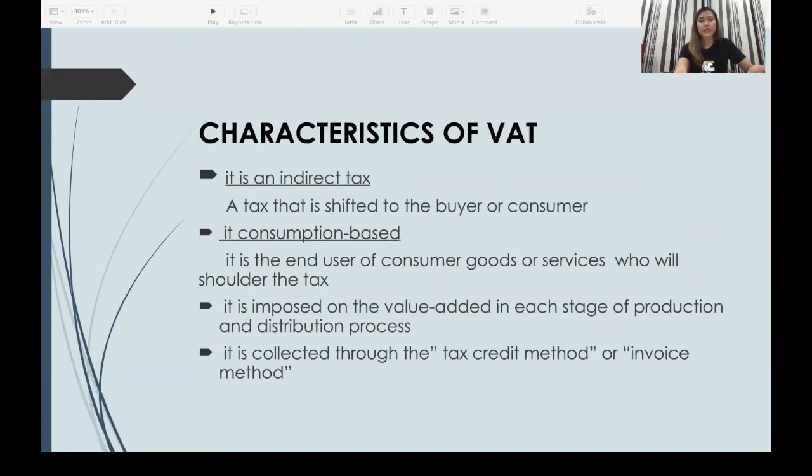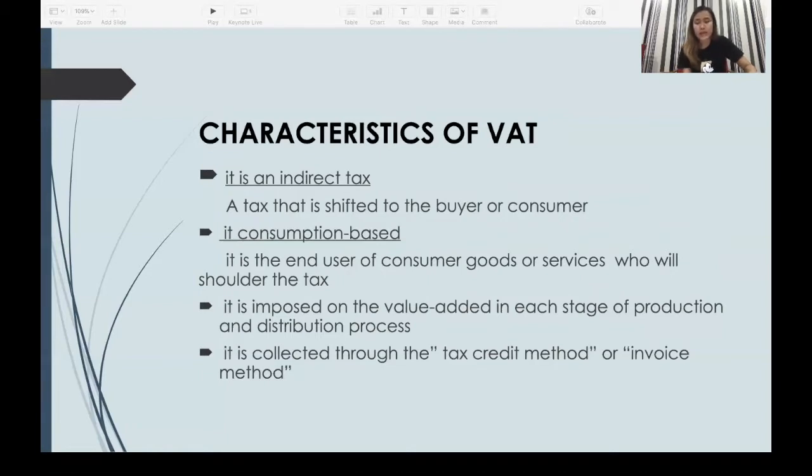Next, characteristics of VAT. Ito yung sinasabi ko kanina na it is an indirect tax. Yung definition ng value-added tax: a tax that is shifted to the buyer or consumer. Meaning to say, yung liable person dapat ng VAT is si seller ay pwedeng umiwas sa VAT because instead of paying the VAT personally, ang ginagawa is pinapasa sa buyer or consumer. In short, hindi si seller ang magsushoulder ng VAT.